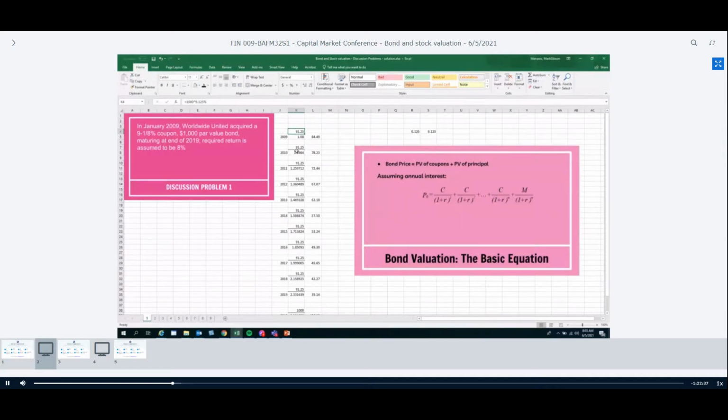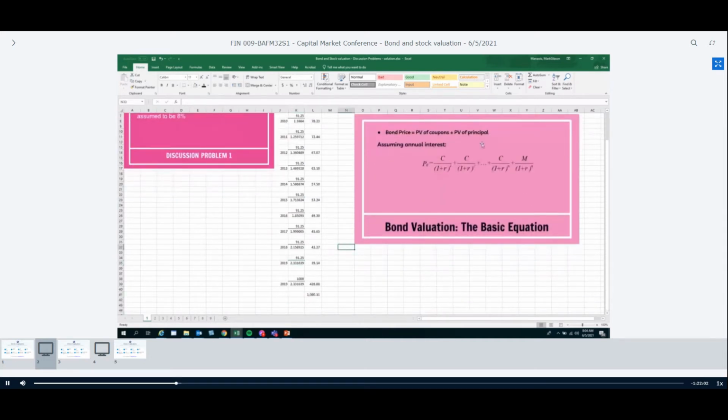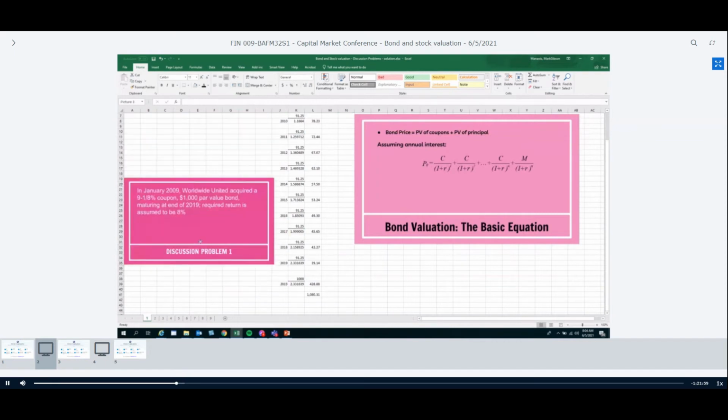Kung pansinin nyo, ang denominator, yun lang yung nagbago. Yung raised to the power of, no? So in year 2, so raised to the power of 2, and then year 3, year 4, and so on and so forth. No? Pagdating natin ng 2019, so that's raised to the power of 11. No? So basically, yun yung term. No? Now, kung napansin mo, dun sa huli, we also need to calculate the present value of the bond. So, paano natin gagawin yon?